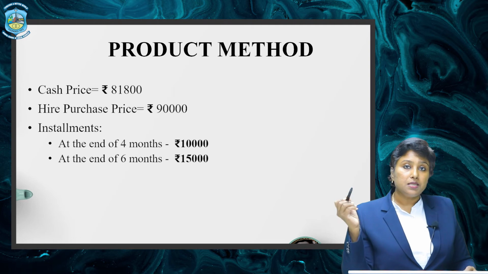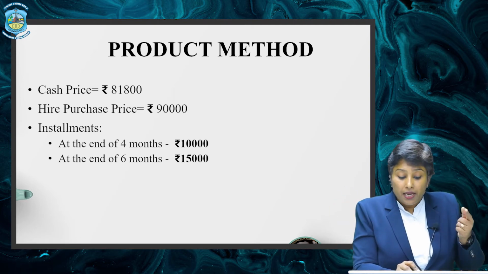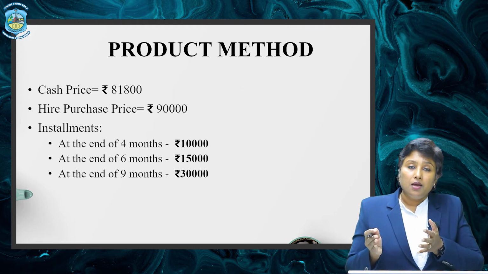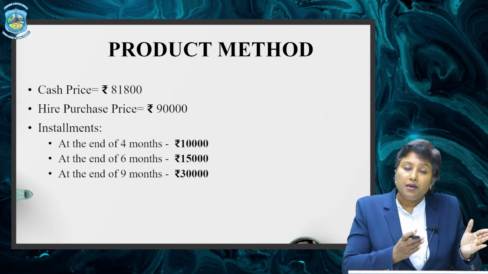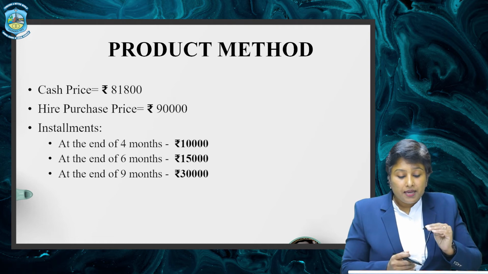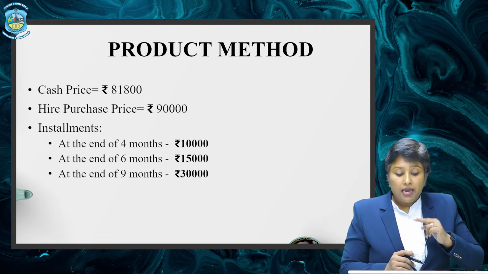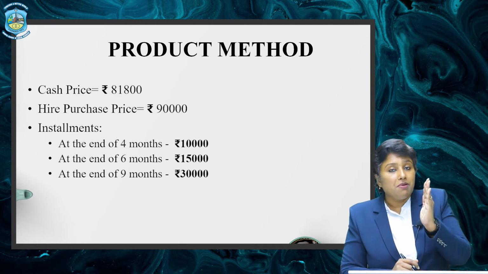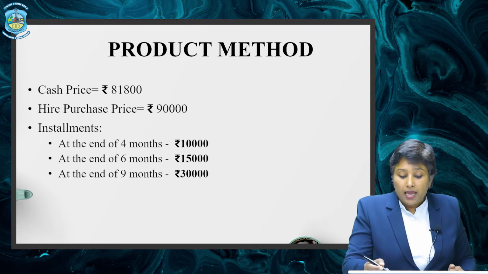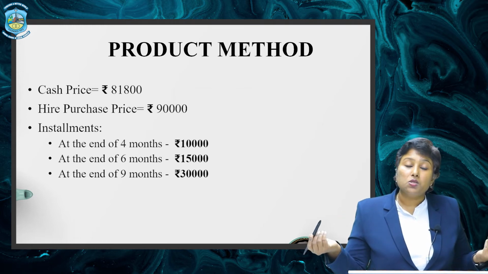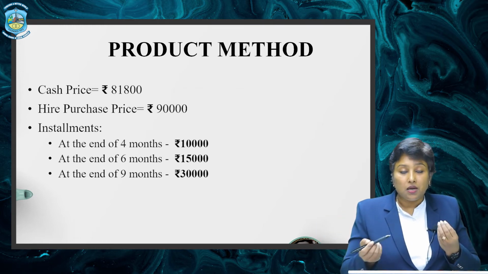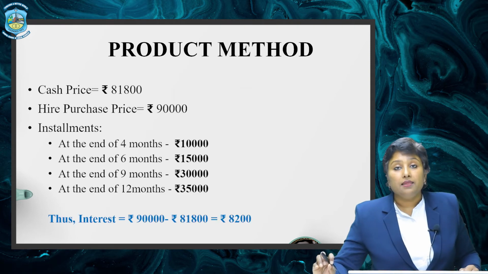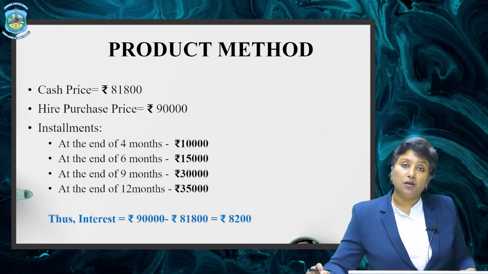First installment 10,000, second installment 15,000. Now again at the end of 9 months, see how irregular the payments are. First, the time period taken was 4 months. Next, the time period taken was 2 months. And then for the third installment, the time period taken is 3 months. So these time periods are irregular in nature, and the amounts of the installments are also unequal, 10,000, then 15,000 and then 30,000, and the last installment has been paid at the end of 12 months, of 35,000 rupees.